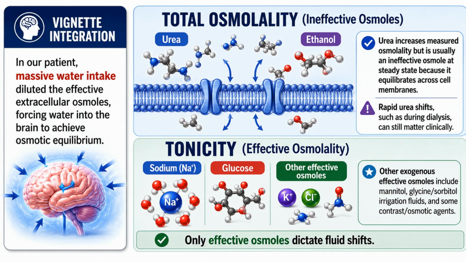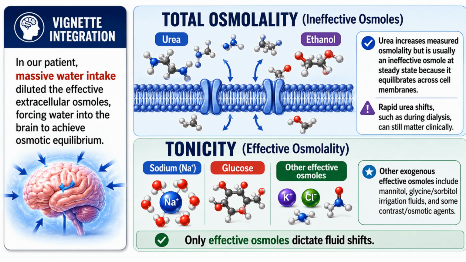Question: if the serum sodium is low but the measured osmolality is high, is it always true hypotonic hyponatremia? No. Think hyperglycemia, mannitol, contrast, or pseudo-hyponatremia. But also remember the nuance. Urea can raise measured osmolality without protecting the brain from hypotonicity.